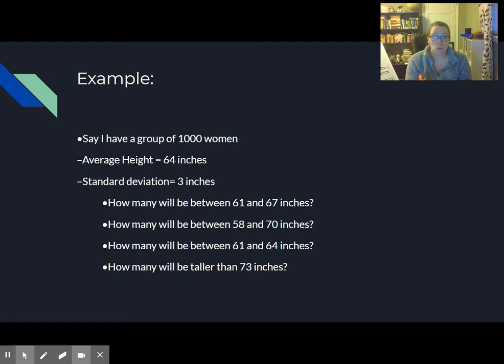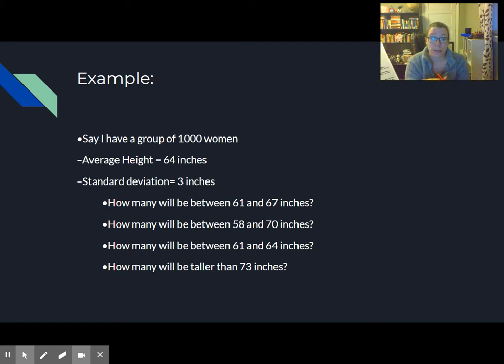Do that one more time, between 61 and 64 inches. So that's only 1 standard deviation away. That's only 1 standard deviation down. So we think about a normal curve, in the middle, 1 standard deviation away, 68%. So that's on both sides. But if I'm only looking for one side, that means I have to cut that 68% in half. So that means that 34% will be within that 1 standard deviation below the mean. So 34% times 1,000, what does that tell me? About 340 people will be between 61 and 64 inches.